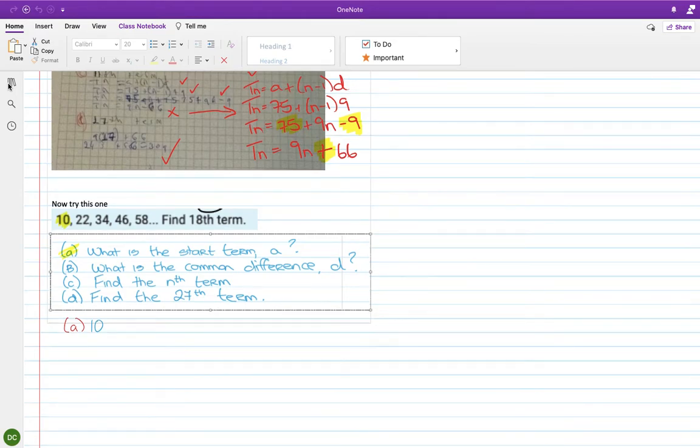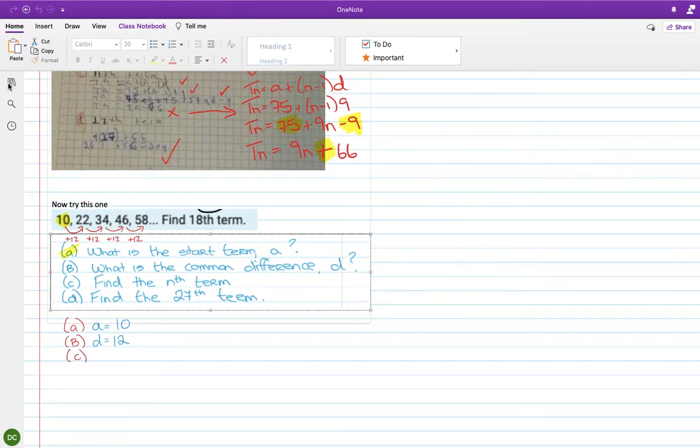Part B. What is the common difference? Okay, so for the common difference, we need to look at the jump. So that's plus 12, plus 12, plus 12, plus 12. So the common difference, D, is 12. Yeah? The nth term, so that's your Tn.